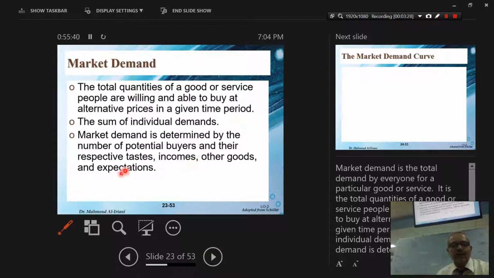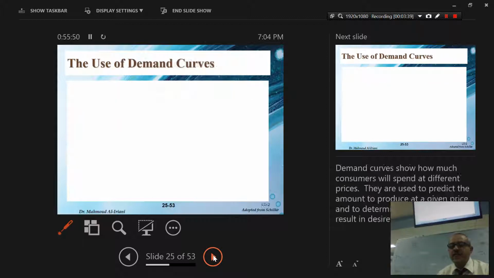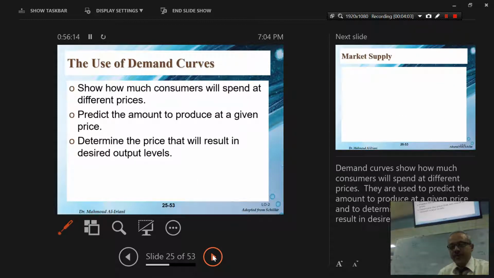Market demand is determined by the number of potential buyers and their respective tastes, income, other goods. Now, the market demand curve is when you add them all together. The use of the demand curve is that it shows how much consumers will spend at different prices, and it predicts the amount to produce at a given price. So if the price is 8, it gives you an indication that only 2 people will buy. And it determines the price that will result in a desired output level.